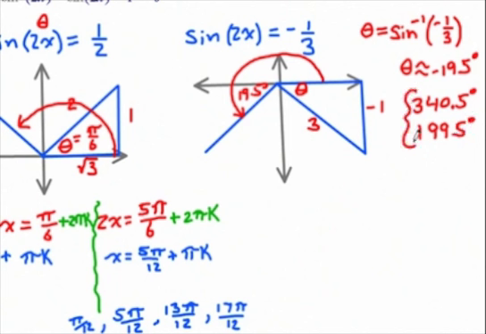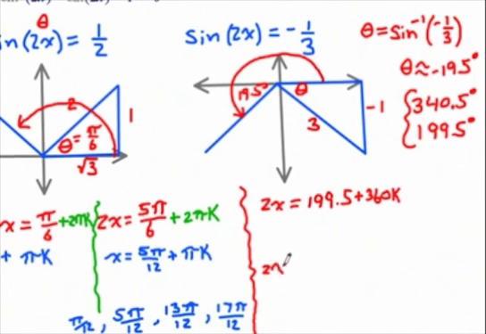Now we got to be careful. This isn't what x is equal to. This is what theta is equal to. So we're going to have to set up the same type of equations as over here. The problem is I'm going to have these answers in degrees. We can always convert them back into radians or vice versa. We're going to have 2x is equal to the smaller one I'll go with, 199.5, plus 360k. And the other one's going to be 2x is equal to 340.5 degrees plus 360k. And then just go through and divide by 2.